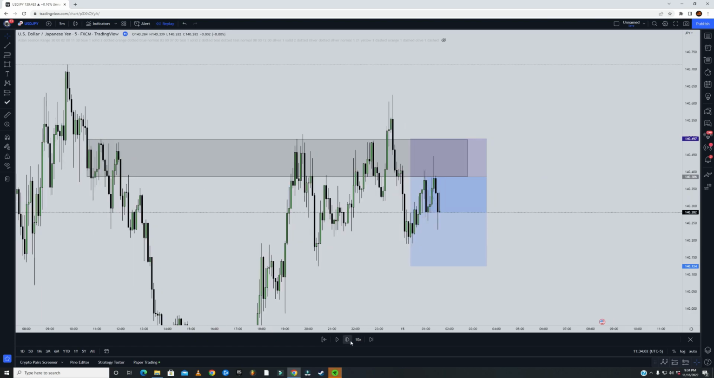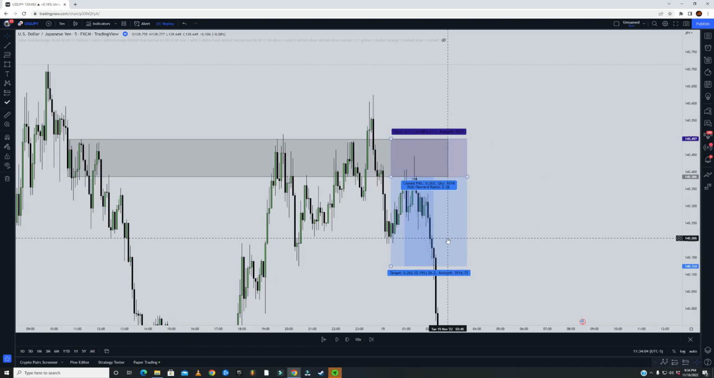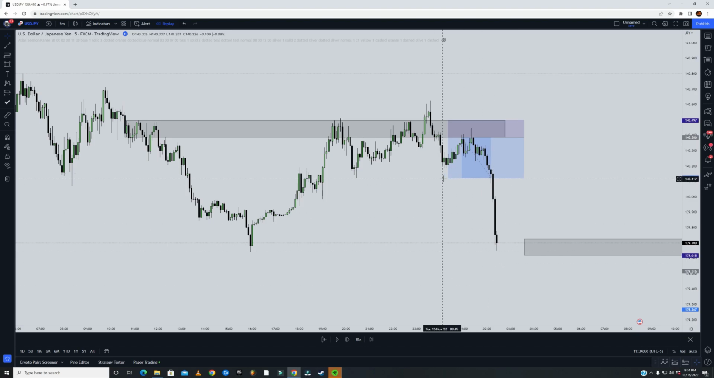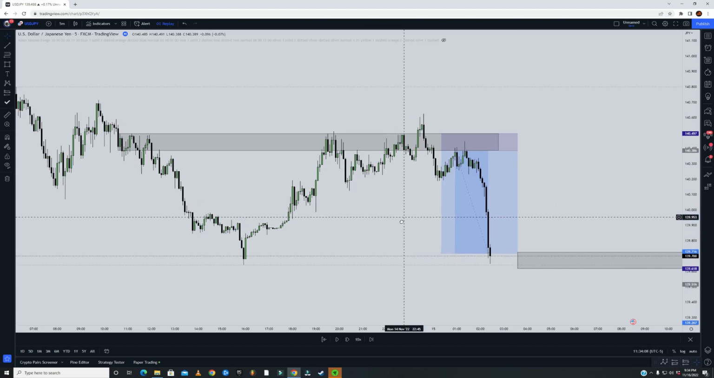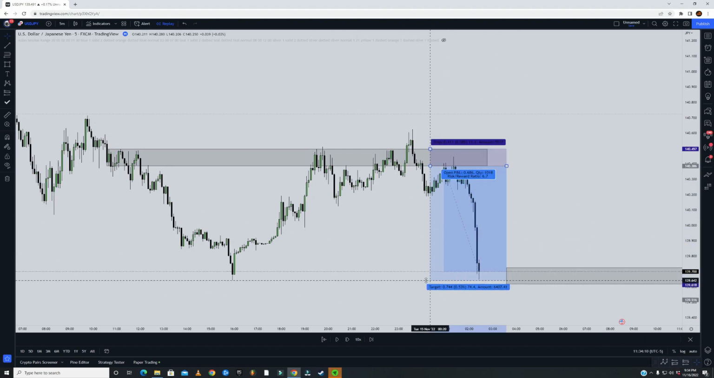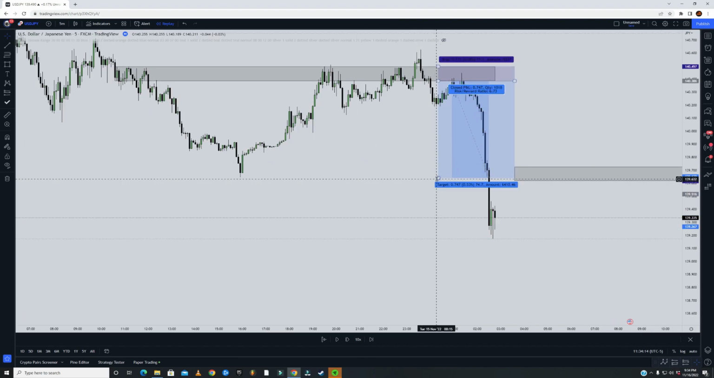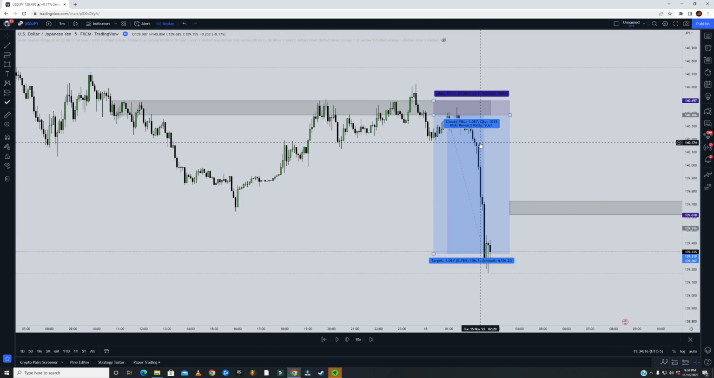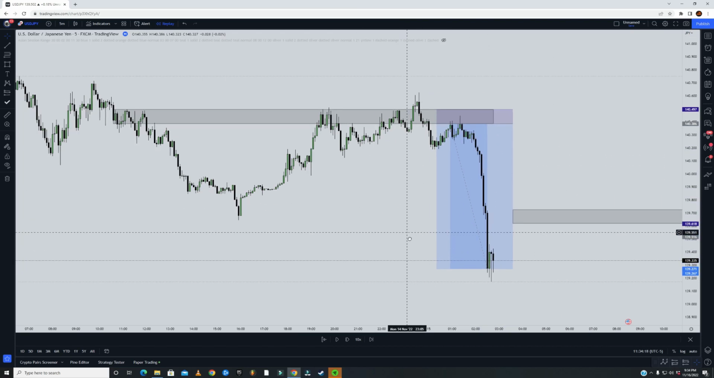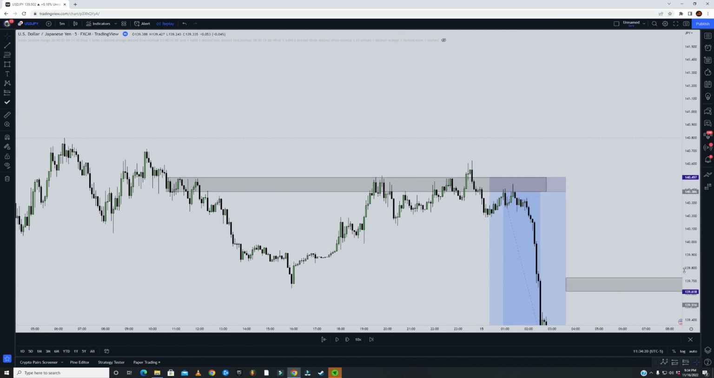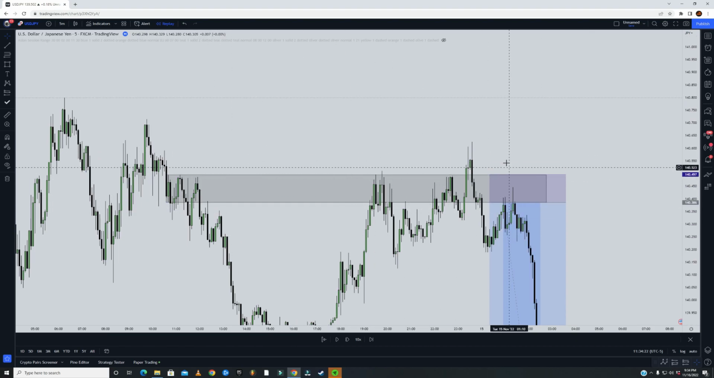And if I play this through, you can see that we hit our take profit and price went all the way down. This would have been a 6 risk to reward, something like that, if we held the trade, or even more, guys. So yeah, you can see that it could have been a 10 risk to reward if you held the trade. This is crazy, right? You have to follow these simple rules, guys.